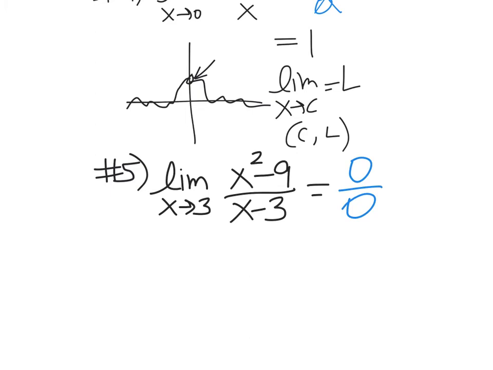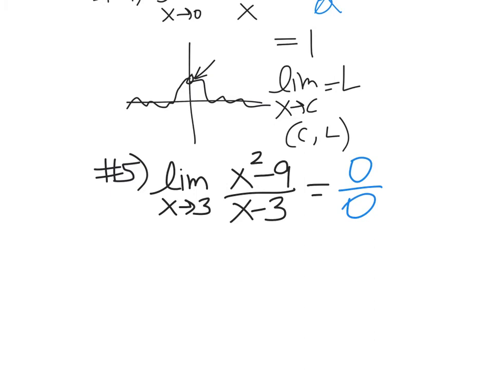0 over 0 does not mean the limit does not exist. When we graph this, there's going to be a hole in the graph at 3. So let's do this one graphically, because we're allowed to. Tomorrow we're not allowed to, but today we can. We're just getting used to limits and what they are. So type x squared minus 9, make sure you put that in parentheses, divided by parentheses x minus 3.